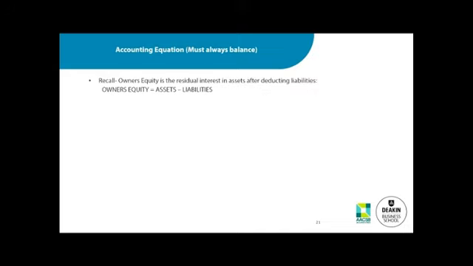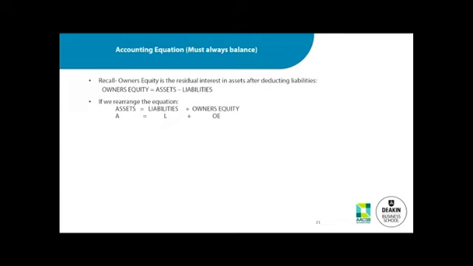Now let's make a little bit of modification in this equation to see how we can represent it. Asset is equal to liabilities plus owner's equity. That means the source of resources, our asset, is either financed by creditors, that is liability, or by the owners.